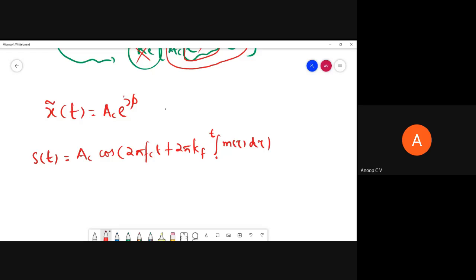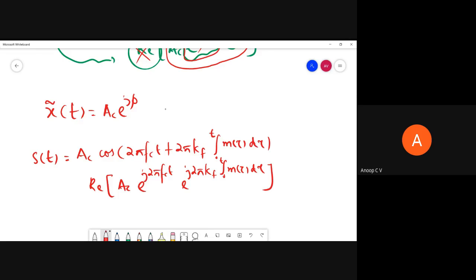Now what we should do is we have to write it as, right? You don't have to write this step, you can straight away write it if possible. So if you simply suppress this 2 pi fct and cos, and write it as e power j, the second term, you will get it, but maybe we'll follow this step. So I can write it as real part of Ac e power j 2 pi fct into e power j 2 pi kf into integral 0 to t m of tau d tau, right? So I can write it like this.